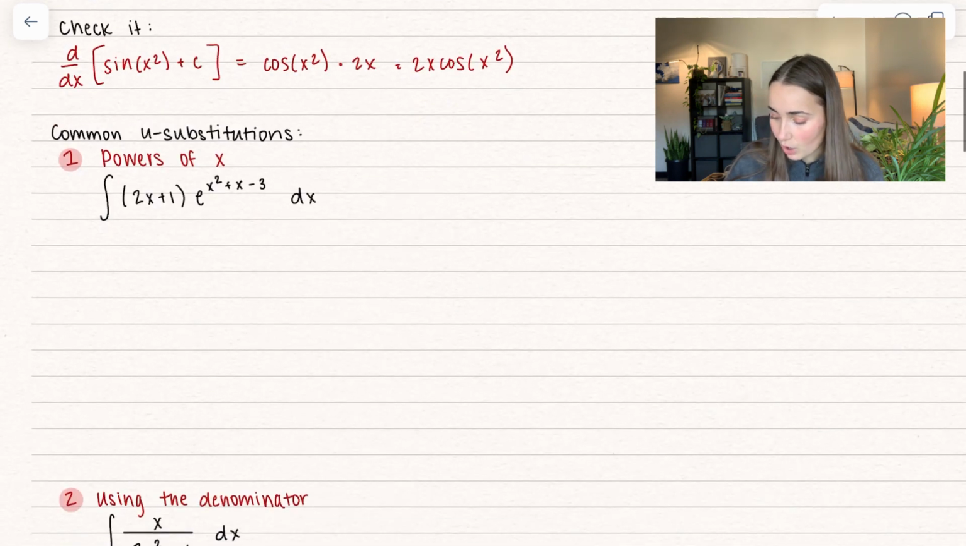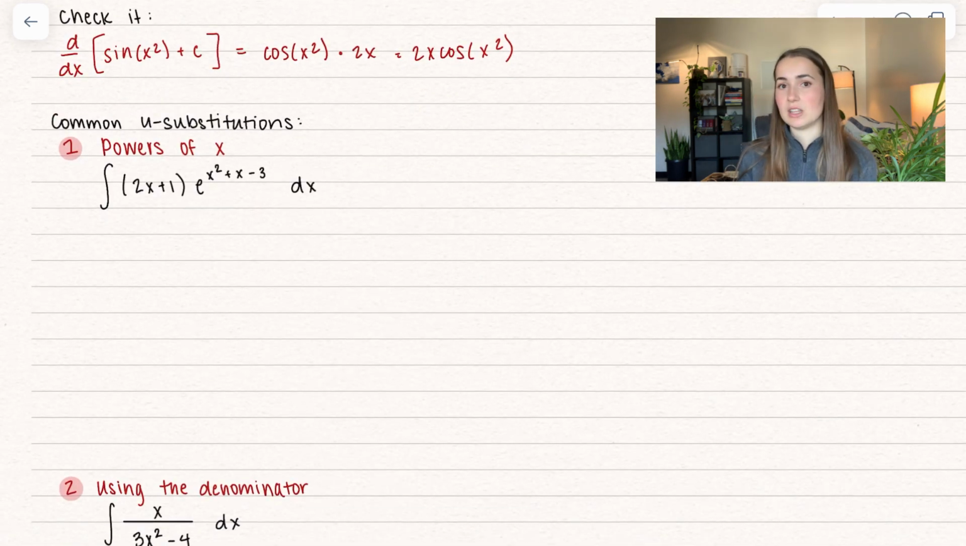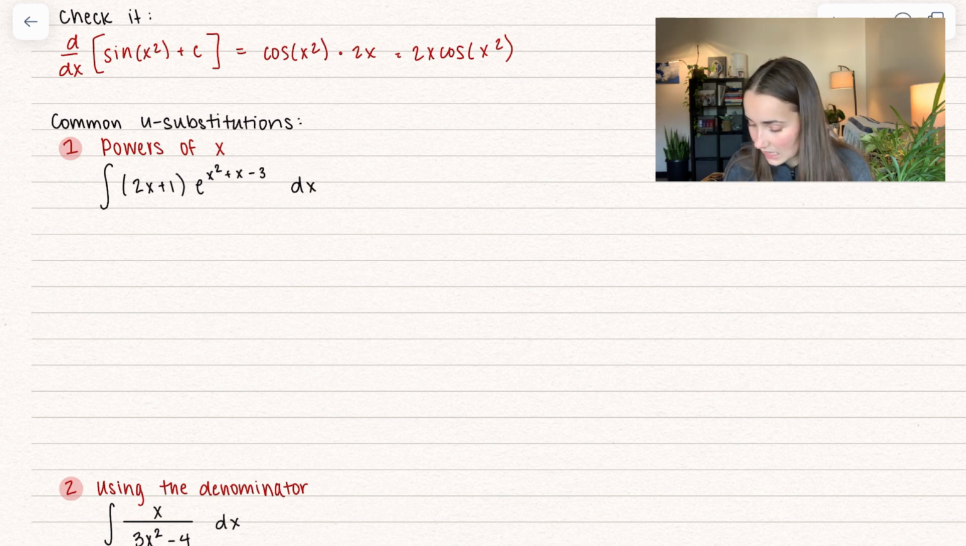So I have some common applications of U-substitutions that we often see. So the first one is where we see different powers of x. So what we look for is the higher power of x, and we can see that in the exponent right here, x squared plus x minus 3. And we can also see the lower power of x, 2x plus 1. So that means that we are going to set u equal to the higher power.